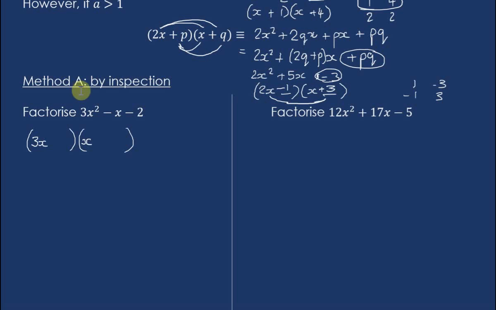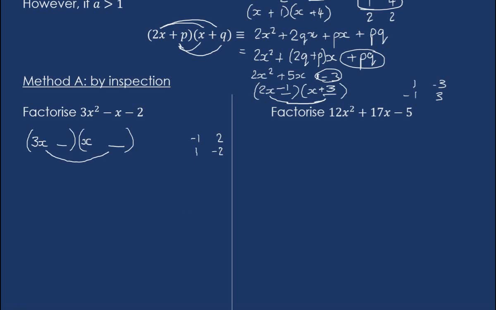Now, I need to times together these two numbers and get -2. Okay, so there's only one option there as well. Now, there might be a few options there on a harder question, but I can only times 1 and 2 together to get 2. Now, one of those numbers has to be negative, so it's either -1 and 2 or 1 and -2.